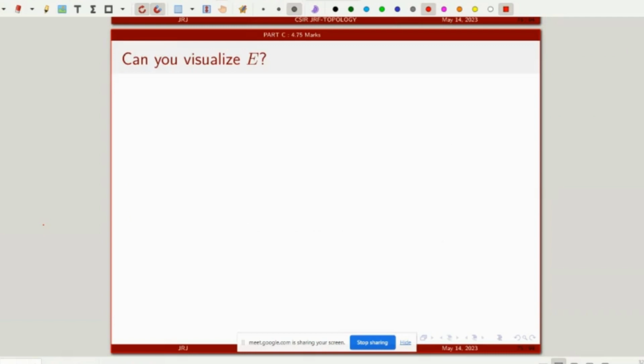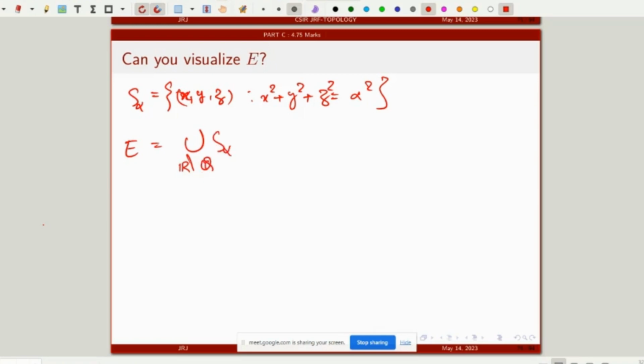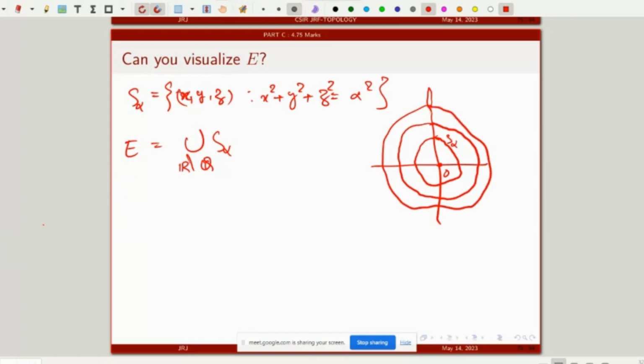So now can you visualize this E? What is our S alpha? S alpha is the set of ordered triples x, y, z such that x square plus y square plus z square equals alpha square. So this is the sphere with radius alpha. And E is the union over R minus Q of S alpha. Suppose this is our 0, and suppose this is our alpha. So this is our S alpha. Now we will take another irrational number. So here we are taking R minus Q, that is, irrational radius. We will draw another circle, then likewise we will draw many circles. So this is our space E. So E will be circles with irrational radius.